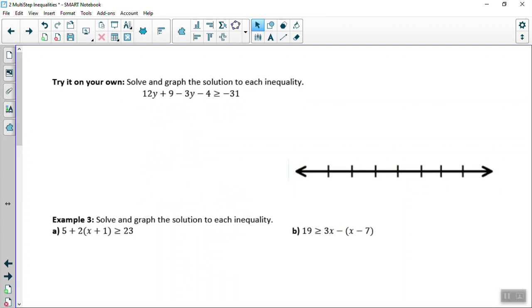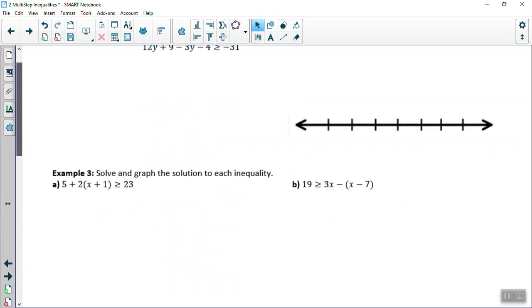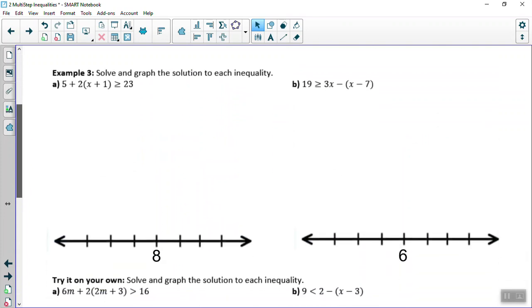All right, I want you to take this problem and I want you to try this one on your own. Go ahead and pause the video now. Okay, 2 more examples and then 2 more try on your own and we're done. All right, so let's take a look at this one here.